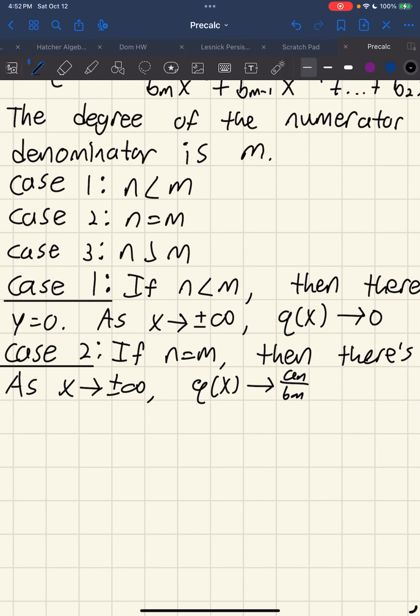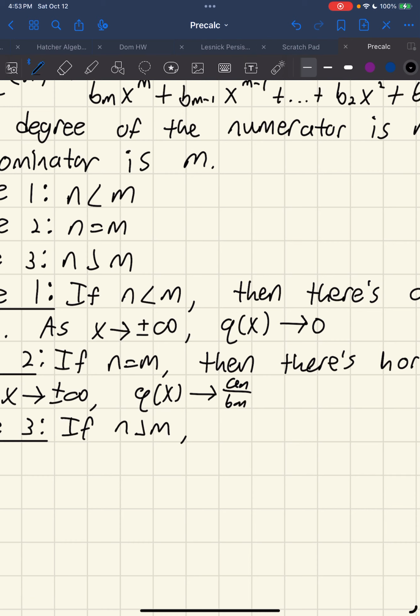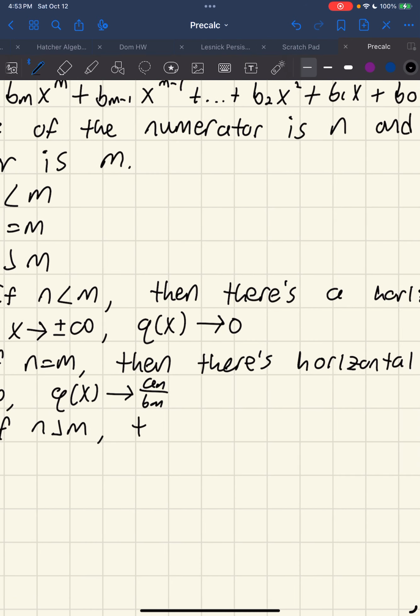Case 3, we do not have a horizontal asymptote. We have a slanted asymptote, which is, all things considered, significantly more difficult to deal with. This is when the numerator is larger, when it's top heavy. All I'm going to say here, because all that's pertinent to the course, is if n is greater than m, then there is no horizontal asymptote.